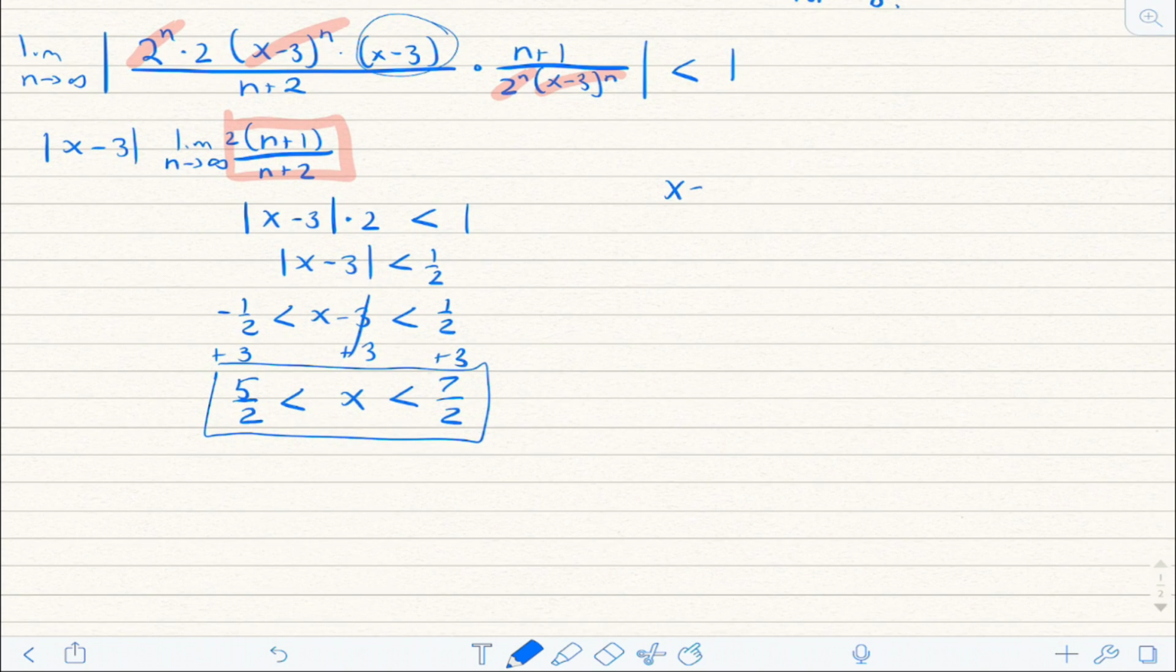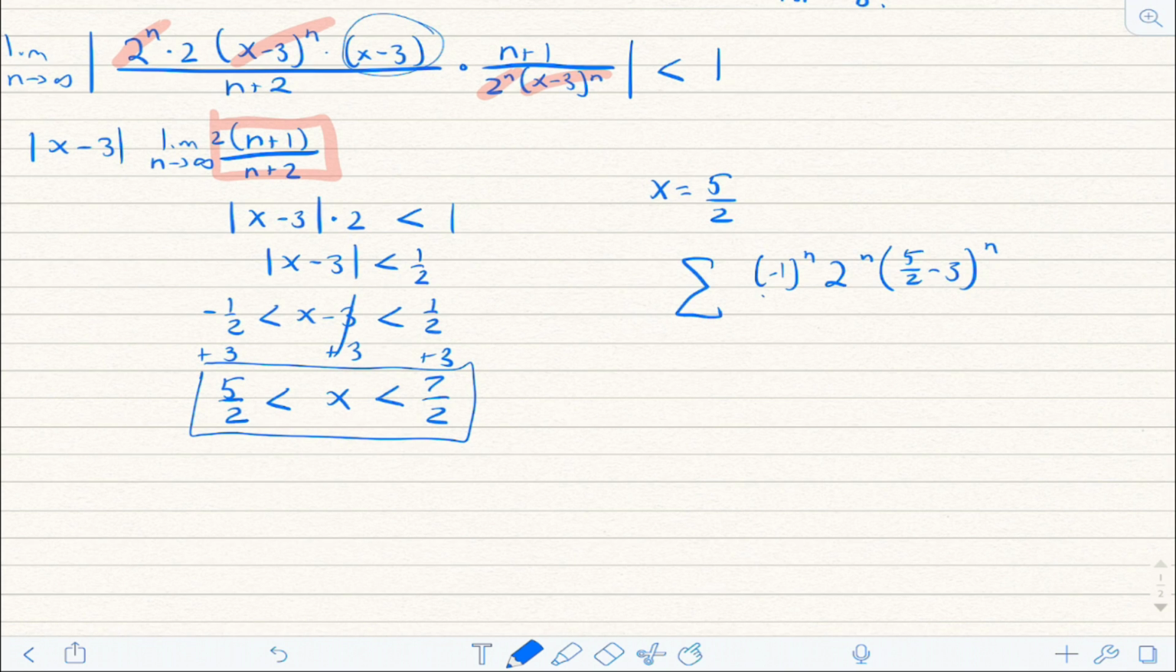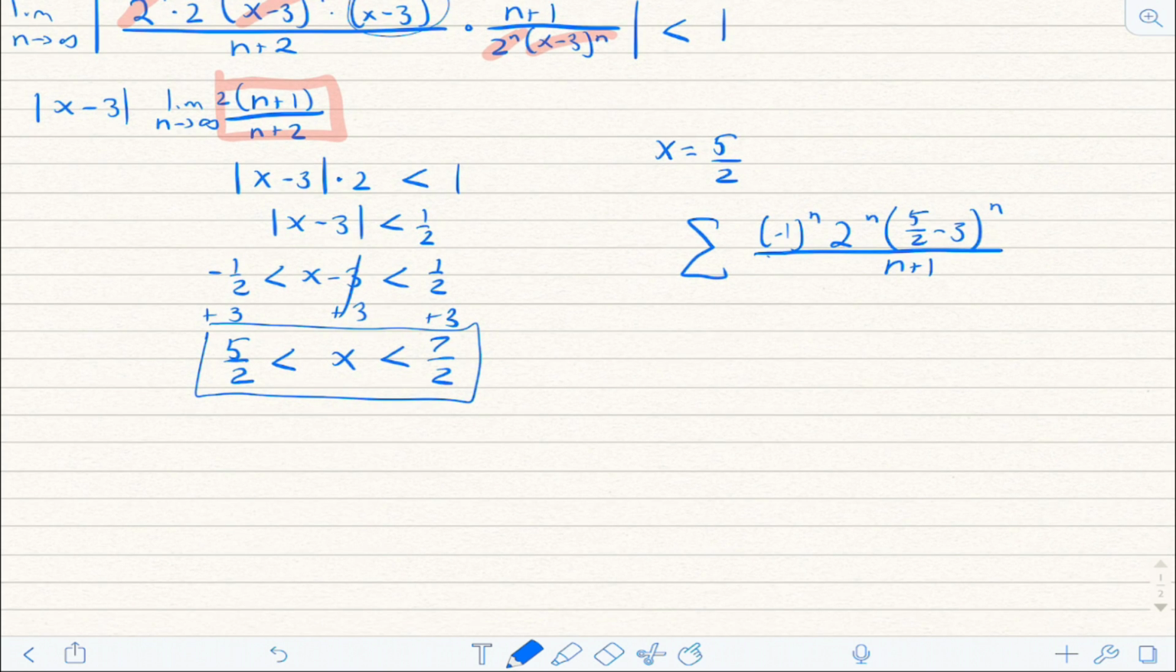Which means I need to check when x is equal to 5/2 and when x is equal to 7/2. So we're going to start off with 5/2. So let me start my sigma notation. This was (-1)^n, 2^n, parentheses, 5/2 minus 3, to the n, over n plus 1. Okay, so does this converge?